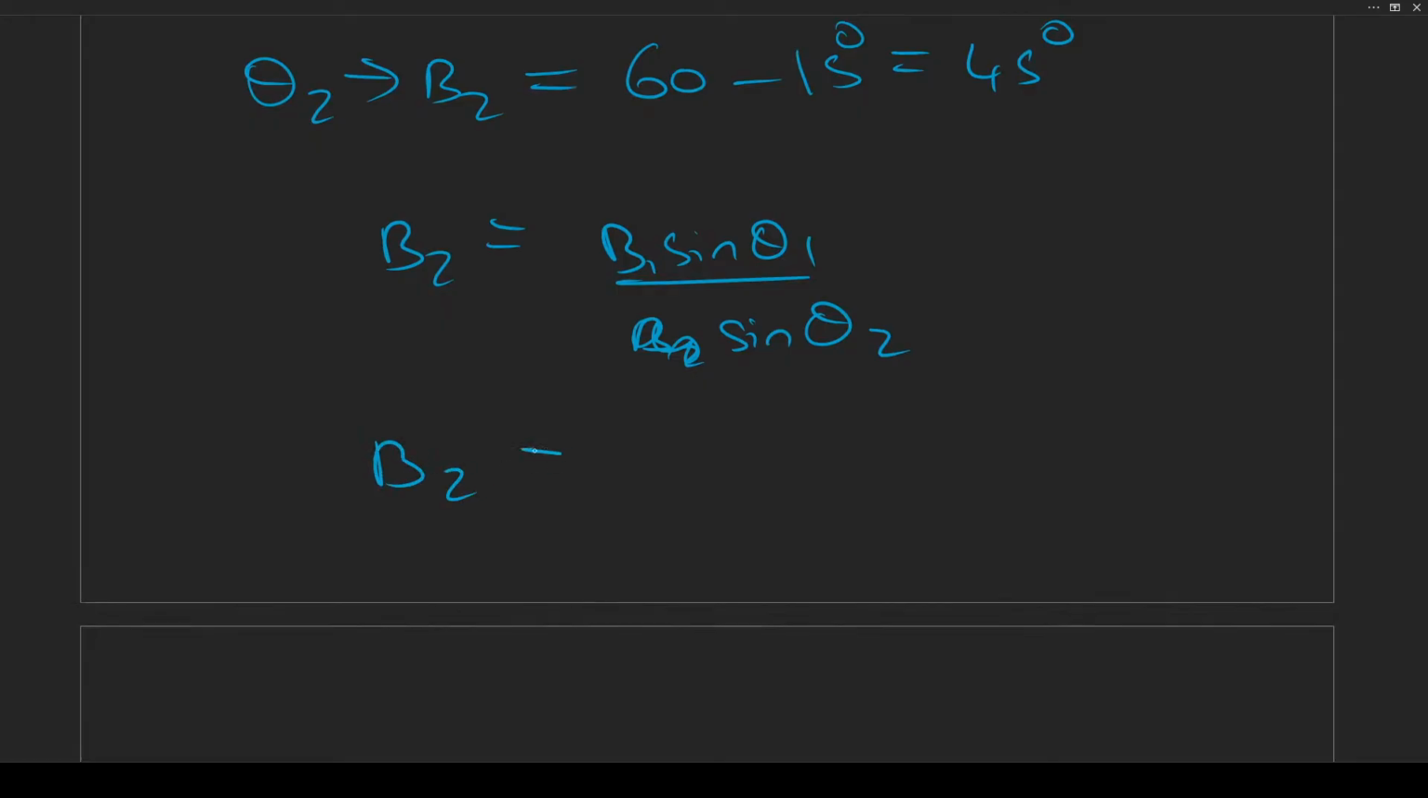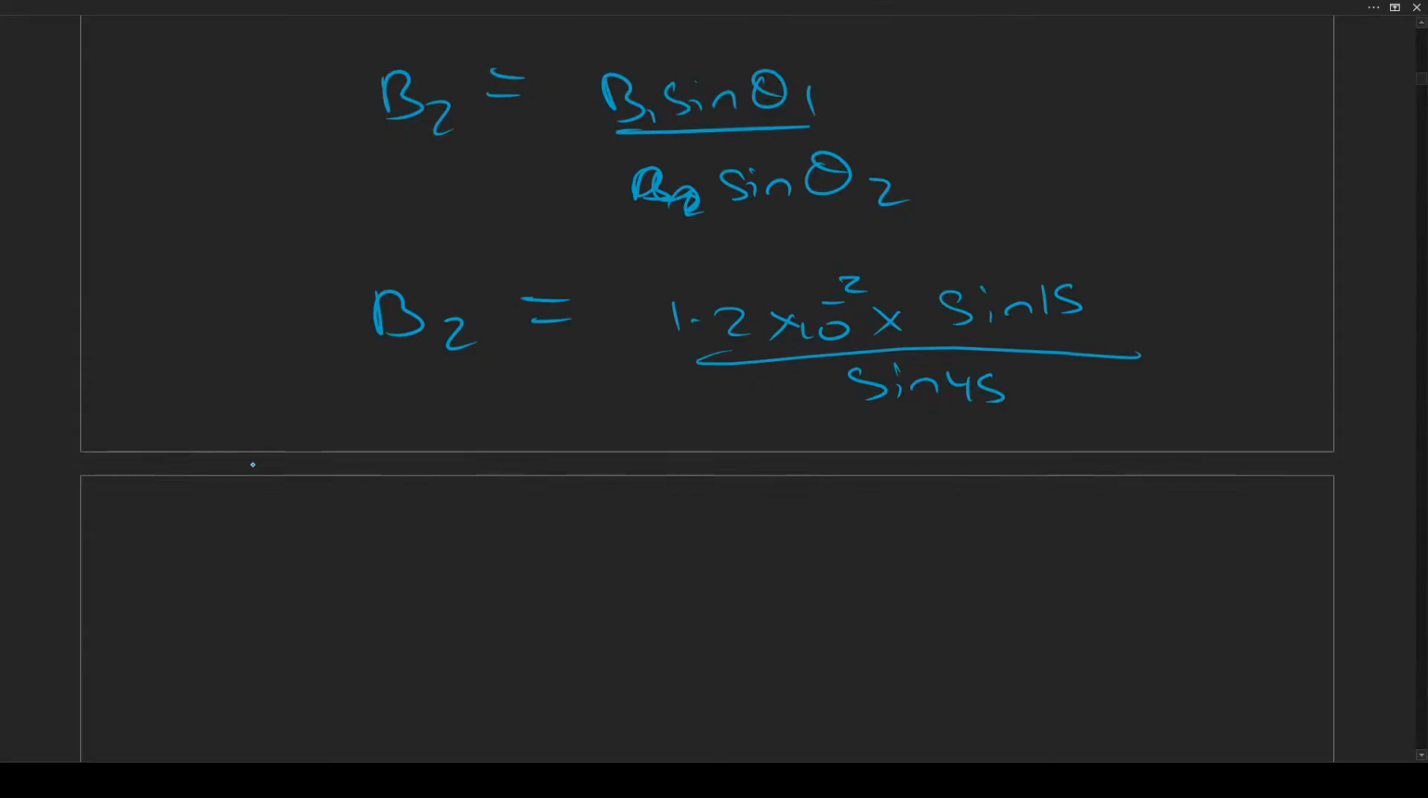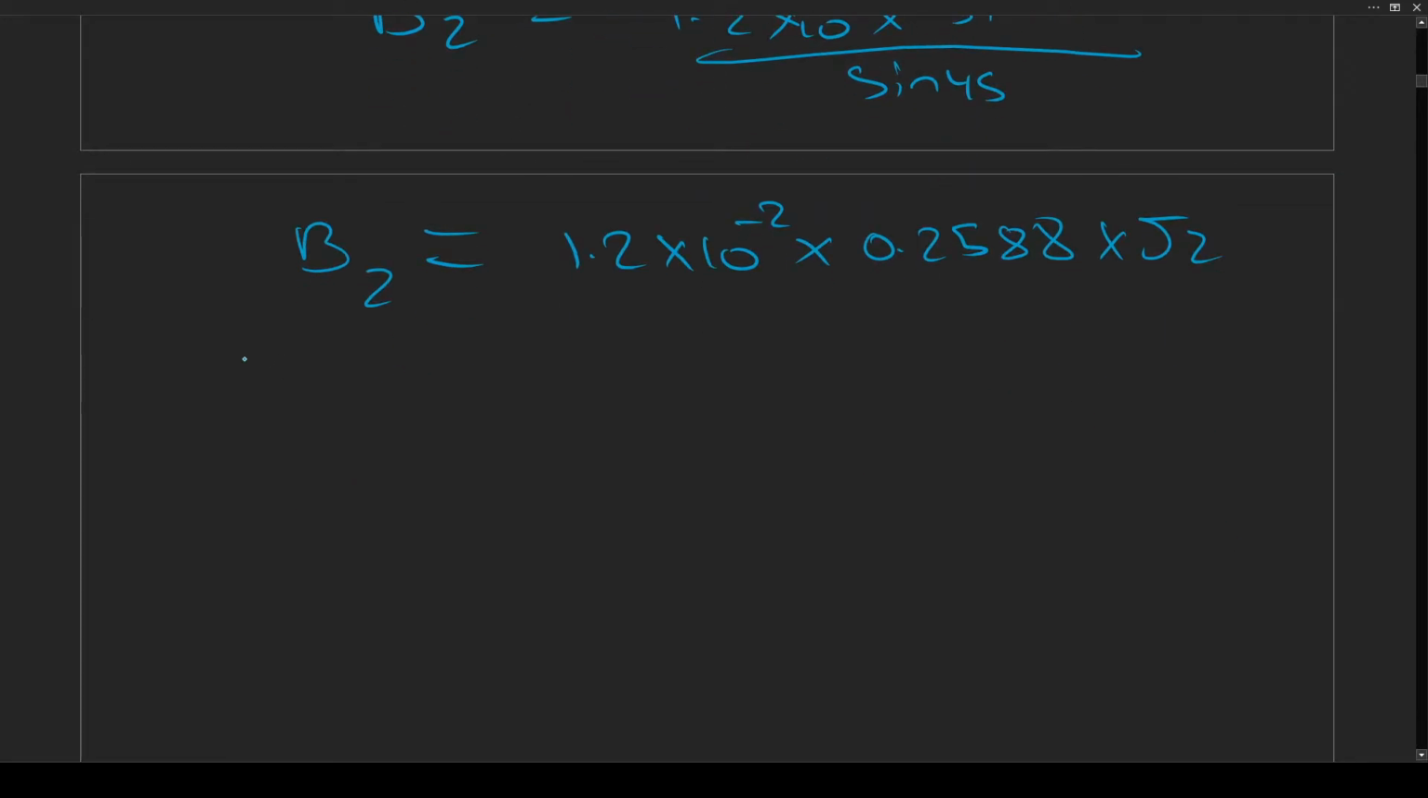Substituting values, we will get B2 equals 1.2 into 10 power minus 2 into sine 15 degrees by sine 45 degrees. The value of sine 15 degrees has been provided in the question, which I didn't write, but I will write now: sine 15 degrees is 0.2588, and sine 45 degrees is 1 by root 2, so it will come up as root 2. B2 magnitude is finally approximately equal to 4.39 into 10 power minus 3 Tesla.